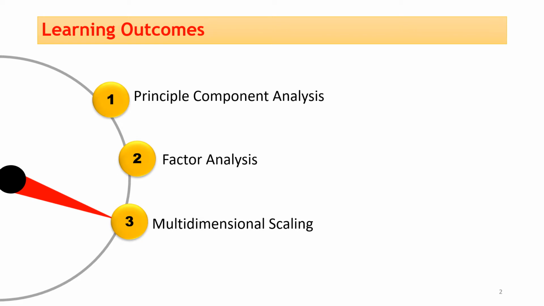Then the third dimensionality reduction technique which we are going to see is multidimensional scaling. In this topic we will cover first what is multidimensional scaling, then the different types of multidimensional scaling, then the basic steps in multidimensional scaling, then the comparison between multidimensional scaling and principal component analysis, that is MDS versus PCA. Similarly, the comparison between multidimensional scaling and factor analysis, that is MDS versus FA.